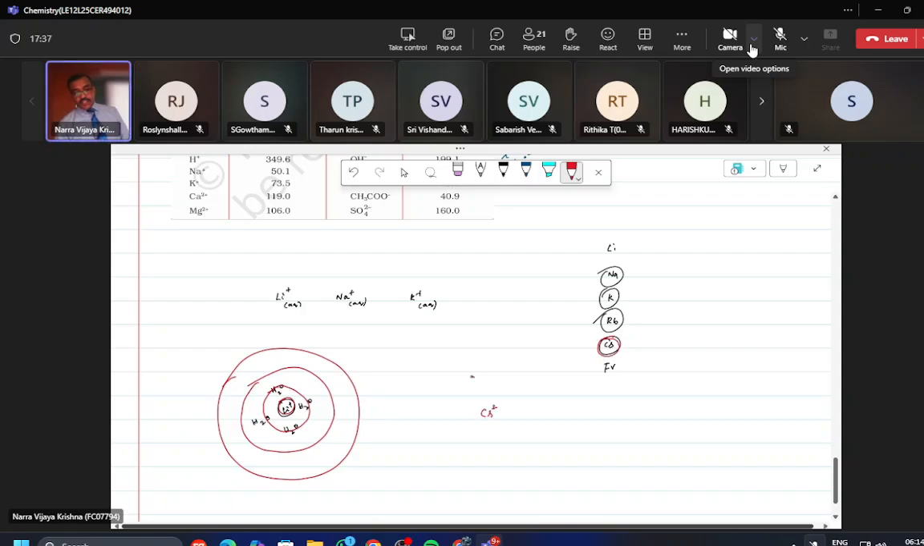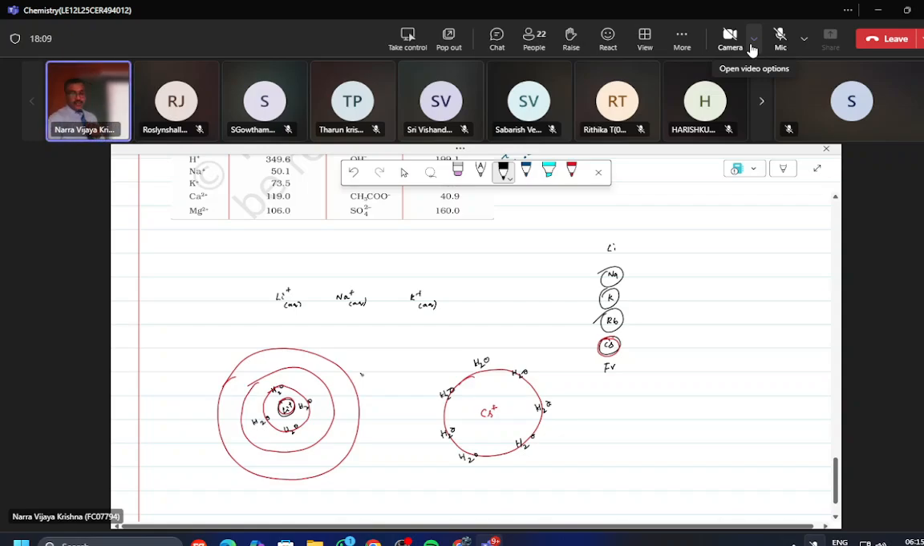No doubt cesium size is big. But why is cesium size more? Its nucleus is not able to pull its own electrons. That's why the size is more. If it is not able to pull its own electrons, it cannot pull the electrons from water. Therefore, you cannot have more layers of water. You will have hardly one layer of water. Is it clear?